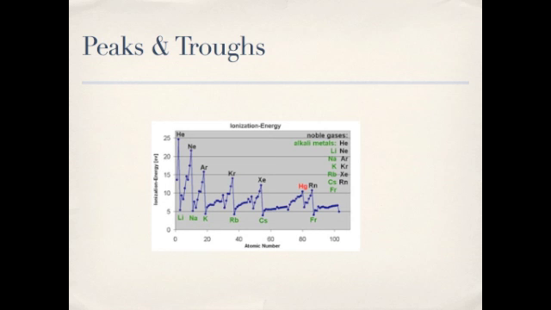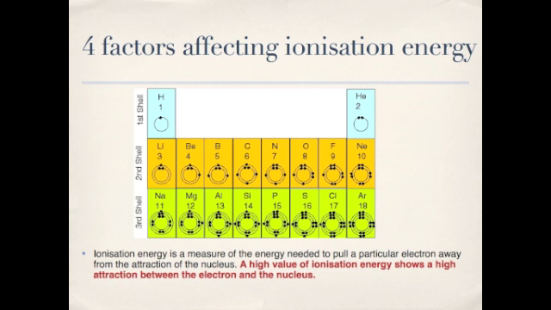So just to summarize, we see that the noble gases have the highest ionization energies. They form the peaks in the graph, whereas the alkali metals form the troughs in the graph with the lowest ionization energy. Now, we must be able to explain what creates this upward trend in ionization energy as you move from left to right in the periodic table.